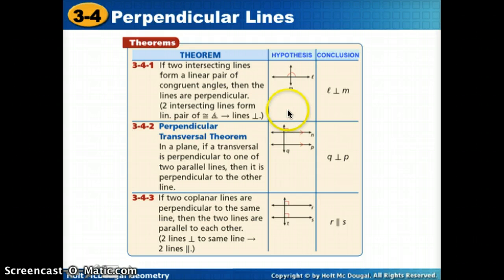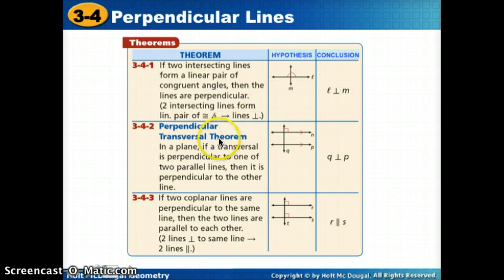So let's try that again. Two lines are intersecting. They form a linear pair where the two angles are congruent, and we conclude that the lines must be perpendicular.